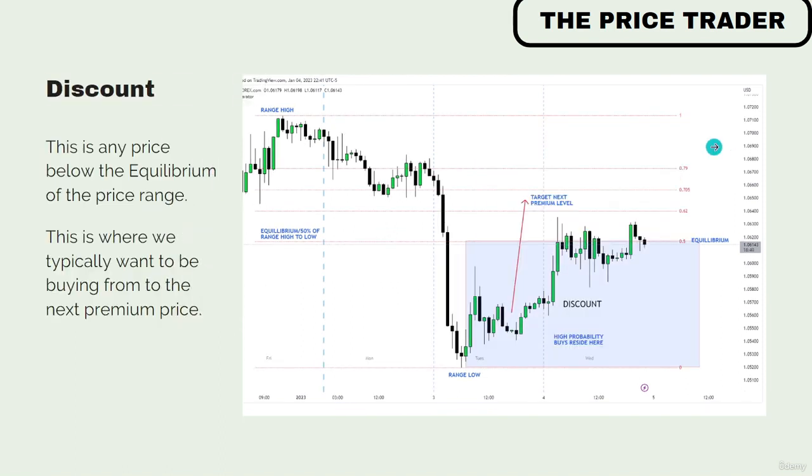Then looking at the discount, this is any price below the equilibrium of the price range. So in this instance we have this as our discount, and you'll be framing high probability buys down here. So once you have a price range, you have the equilibrium, and you're in discount, you want to be looking to be a buyer into the next premium level. So if you took a buy, say down here, you want to maybe exit at the equilibrium or any of these levels, because the market will likely find sensitivity and react to go lower.